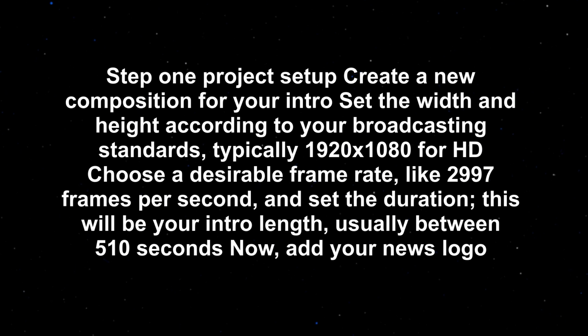Step 1. Project Setup. Create a new composition for your intro. Set the width and height according to your broadcasting standards, typically 1920 by 1080 for HD. Choose a desirable frame rate, like 29.97 frames per second, and set the duration. This will be your intro length, usually between 5 to 10 seconds. Now, add your news logo.